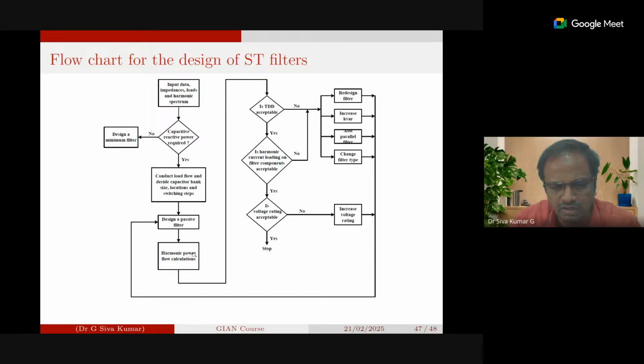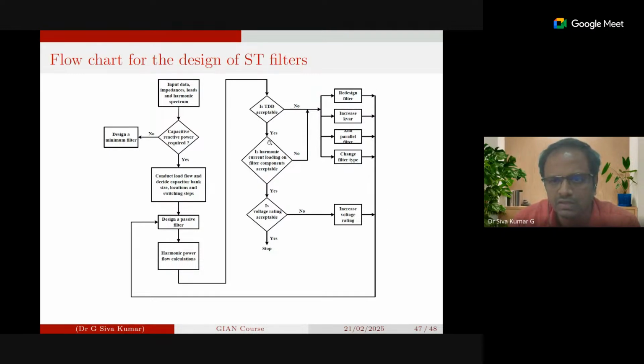Once after that, we need to do the harmonic power flow calculations, like how much harmonic power is injected into the system. Then we check whether TDD is acceptable. We have seen THD, but in a typical system we need to look at the total demand distortion apart from THD. THD is not so essential if you are dealing with current harmonics. Once after designing the filter, we need to estimate whether your TDD is acceptable.